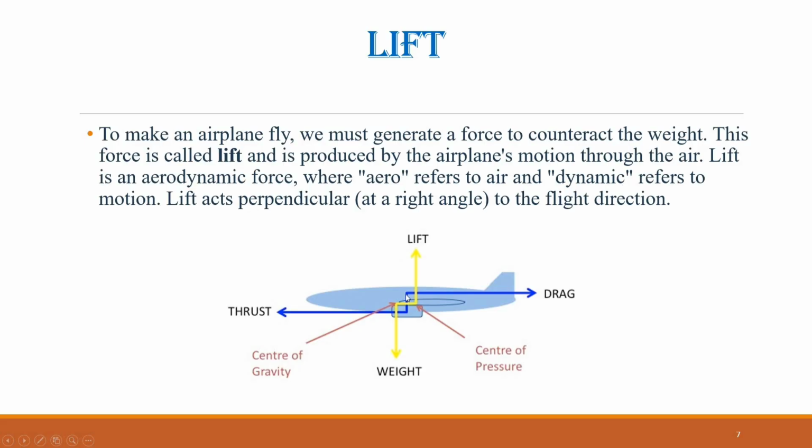Like weight, each part of the aircraft contributes to the total lift force, but most of the lift is generated by the wings. The lift acts through a single point known as the center of pressure. The center of pressure is defined in a similar way to the center of gravity, but instead of using the weight distribution, it is based on the pressure distribution around the airplane's surfaces.